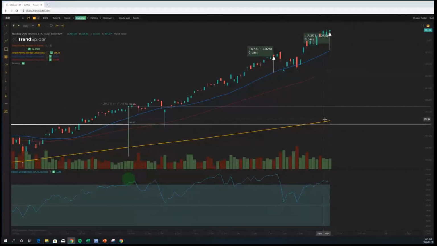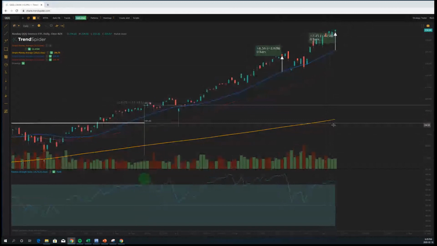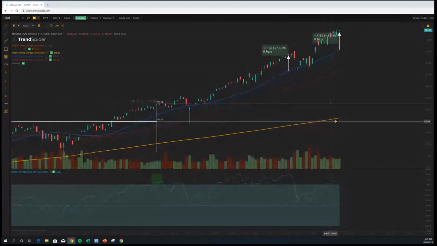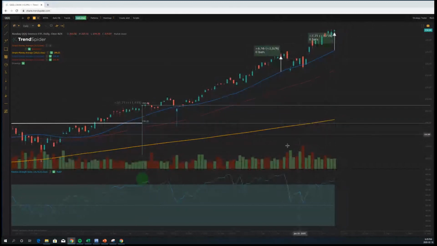This market is strong. It's the strongest it's been since probably 2017, and I hope people have been able to take advantage of this trend this year because it's been amazing.